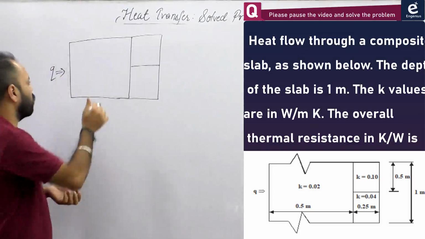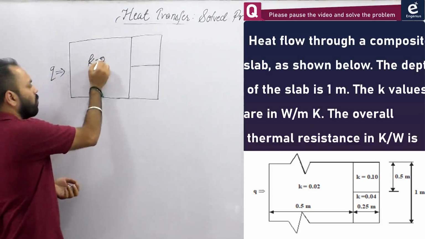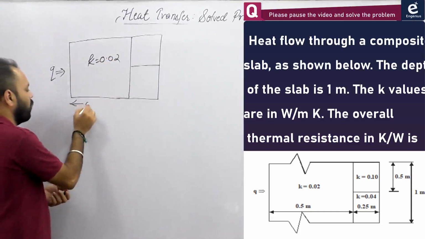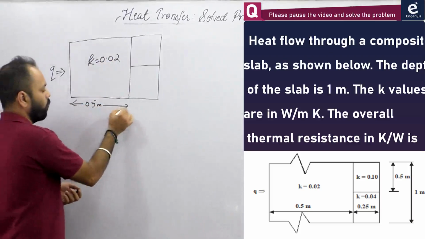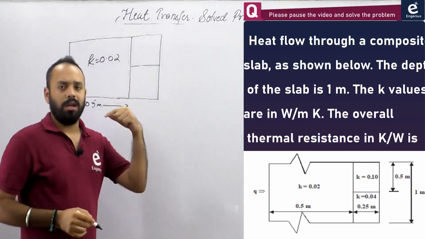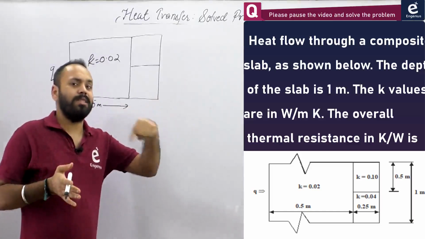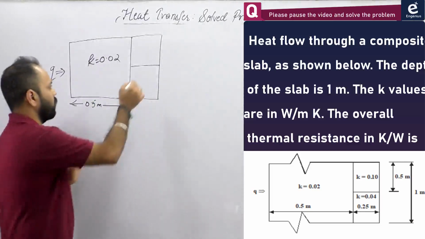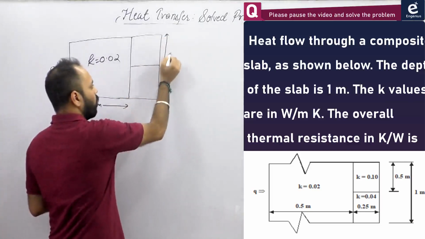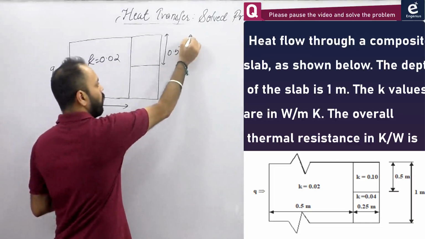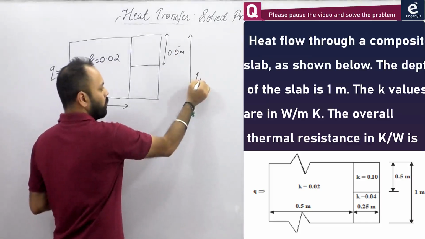1 meter. The thermal conductivity of this material is K equal to 0.02, and this length in the direction of heat transfer is 0.5 meter. You only need the length in the direction in which heat transfer is taking place, right? And then this height is equal to 0.5 meters, and the total height is equal to 1 meter.